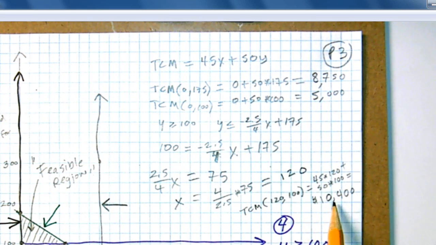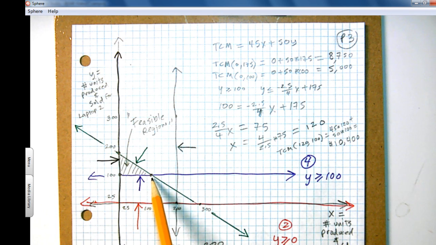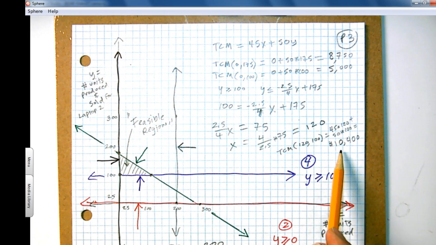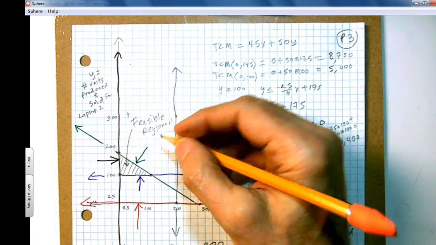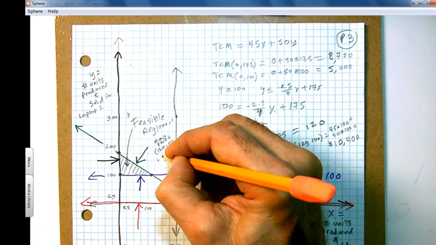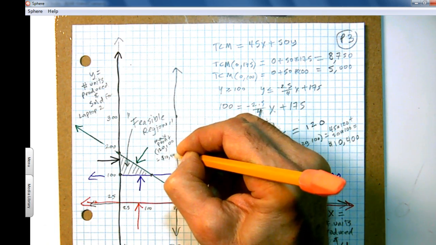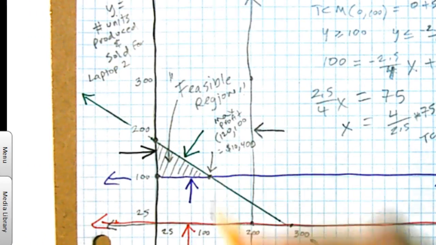So there it is. That intersection gives us the coordinates x equals 120. That means we produce 120 laptop 1, and y equals 100. We produce 100 laptop 2, and we get the maximum profit of 10,400. I'm even going to try and write that right here. So max profit 120, 100 equals 10,400. And that's going to be at that point right there.